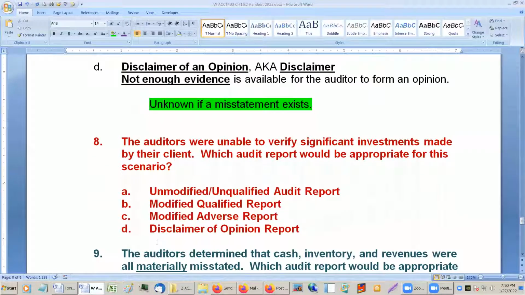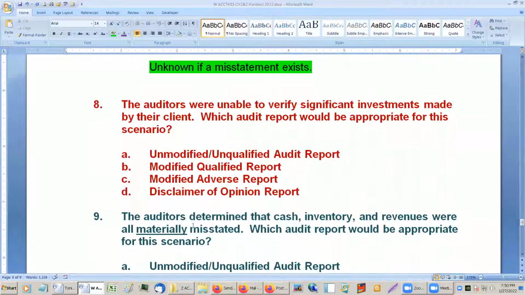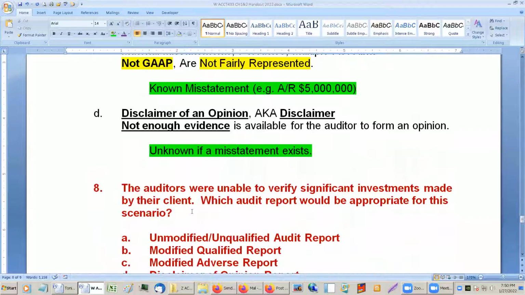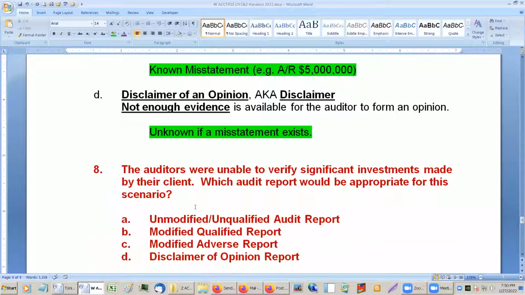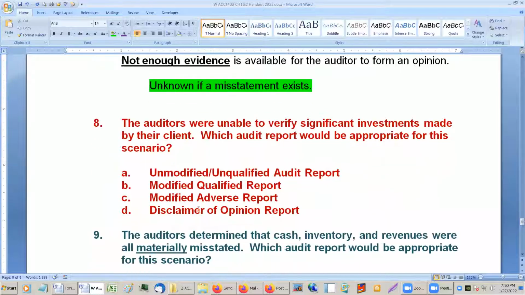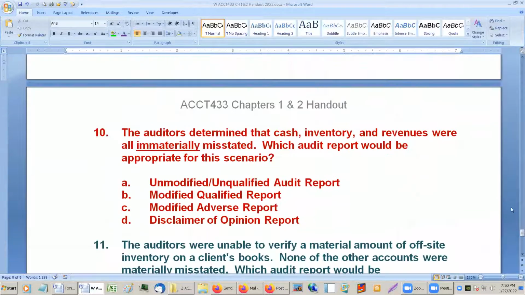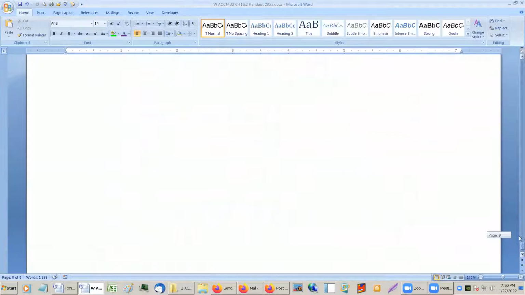Okay. So let's go to some of the multiple choice. How many are there? This is the end of it? Hey, we're almost at the end of this thing.